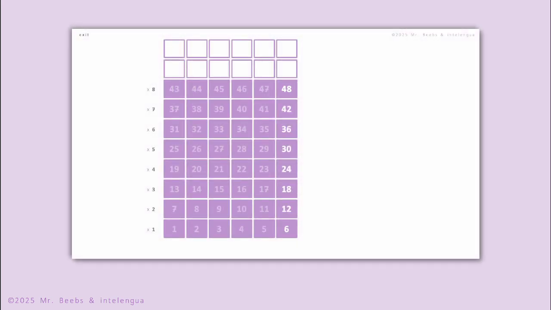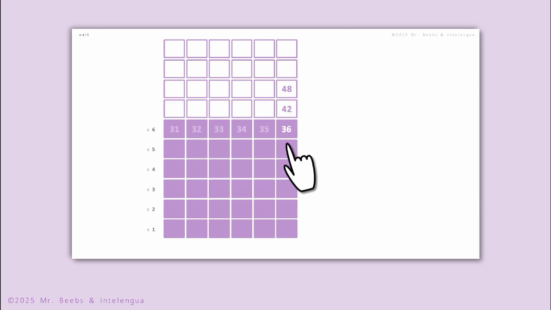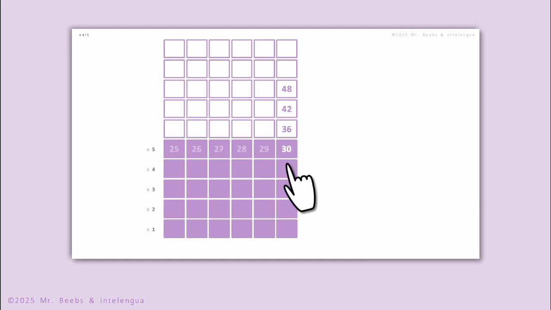Whether you're adding rows or taking them away, always try to think of the number before you see it. Let's skip count down. What multiple of 6 comes before 48? 42. 48 minus 6 is 42. What multiple of 6 comes before 42? 36. 42 minus 6 is 36. And before 36, 30.